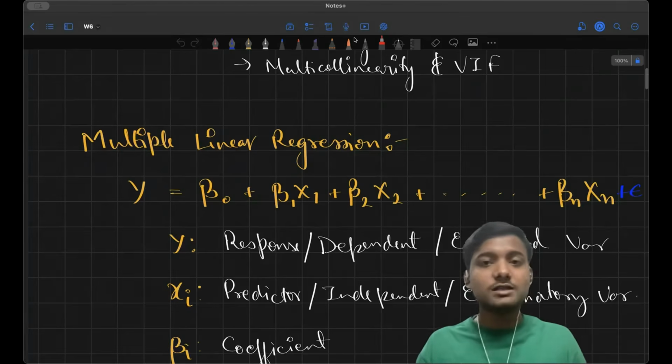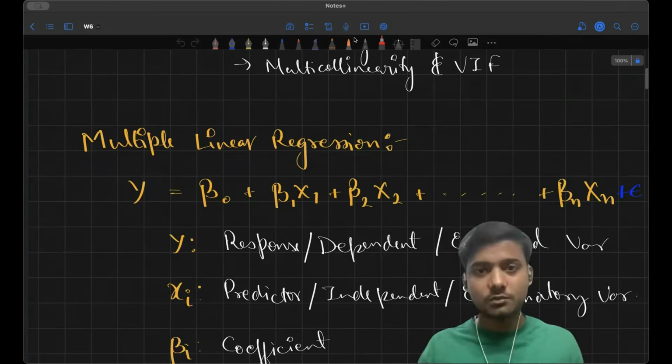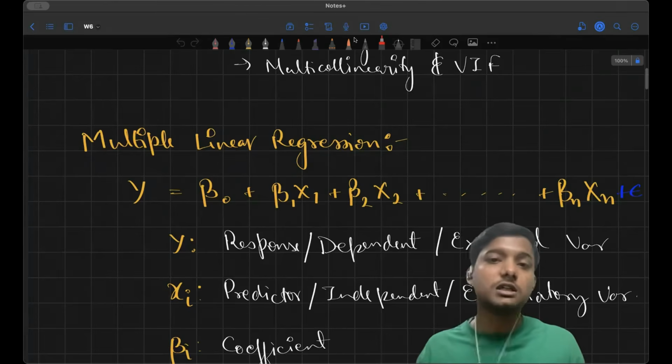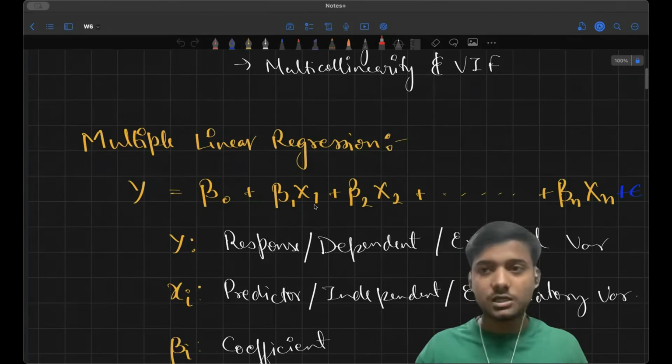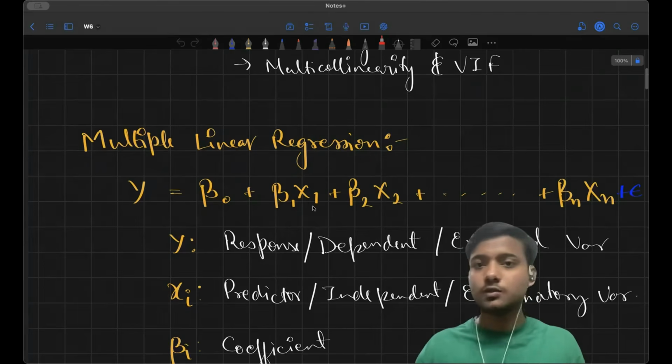In week 4, we studied simple linear regression. Why was it simple? Because you are only having one input variable, or you can say one explanatory variable, right? So we were restricting ourselves to y equals beta naught plus beta 1 x1, right? So that is why it was a simple linear regression, because you were only having one input variable.